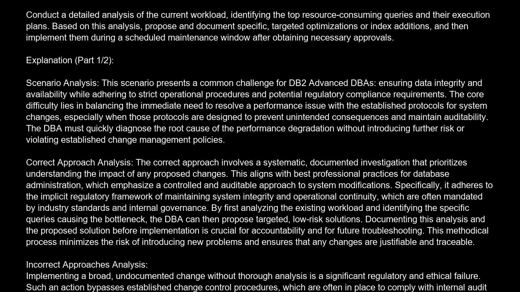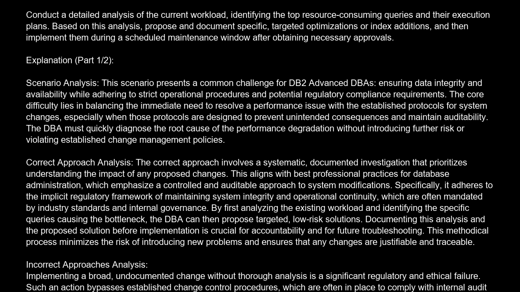Explanation. Scenario analysis. This scenario presents a common challenge for DB2 advanced DBAs, ensuring data integrity and availability while adhering to strict operational procedures and potential regulatory compliance requirements. The core difficulty lies in balancing the immediate need to resolve a performance issue with the established protocols for system changes, especially when those protocols are designed to prevent unintended consequences and maintain auditability. The DBA must quickly diagnose the root cause of the performance degradation without introducing further risk or violating established change management policies.